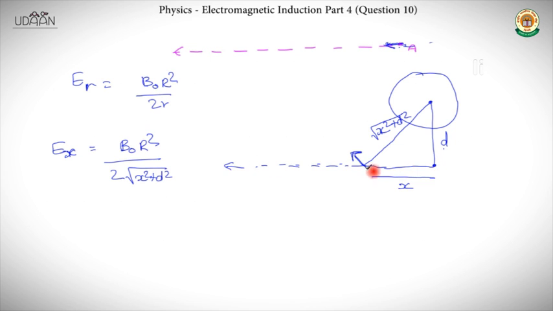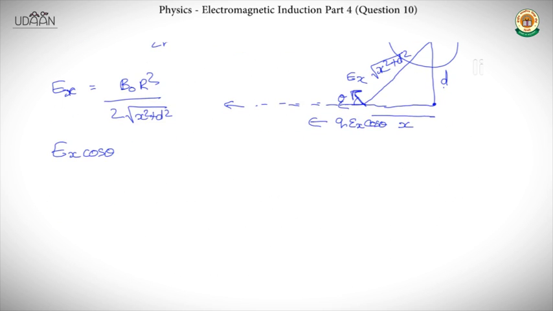So the component of electric field along this line, if we consider this angle as theta, would be Ex into cos theta. Right. Only this component of force is going to do the work, and the force acting would be Q into Ex cos theta along this direction.